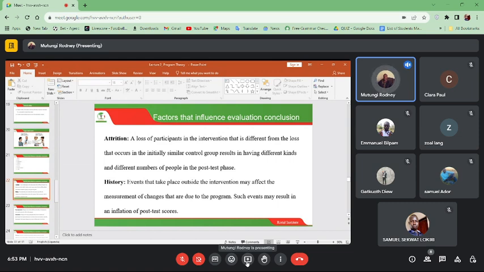So if there is loss of participants, like 50 people die from this town X where you gave your intervention, but in the other town Y, all the people are present, or like 5 people are the ones who died, or they shifted maybe to another area. So if you have loss of those participants, you are not going to really come out with that definitive evaluation conclusion that can be used to gauge whether your program did well or did not. Okay, so that is what we call the attrition.